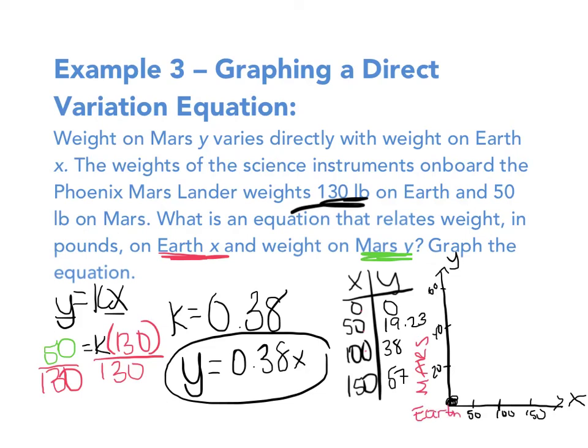Okay, so now I'm going to plot my points and connect my line. We have 0, 0 already done. 50, 19.23, right about there. 100, 38, right about there. And 150, 57, right about there. Connect my line. That is the direct variation of weight on Earth to weight on Mars.